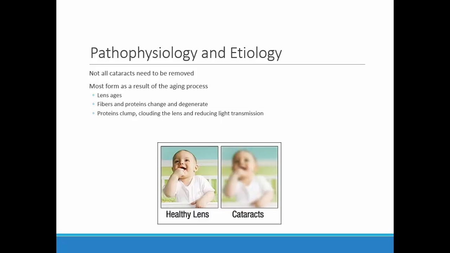Looking at the pathophysiology, not all cataracts need to be removed in the early stages, but many eventually have them surgically corrected. Most form as a result of the aging process. As the lens ages, its fibers and proteins change and degenerate. The proteins then clump together. This causes a clouding of the lens and reduces light transmission to the retina. As the cataract continues to develop, the entire lens may become opaque looking. And so this is a picture showing you a healthy lens versus somebody that has cataracts, what they will actually see.